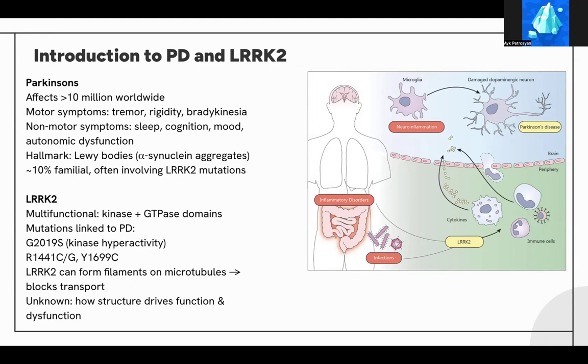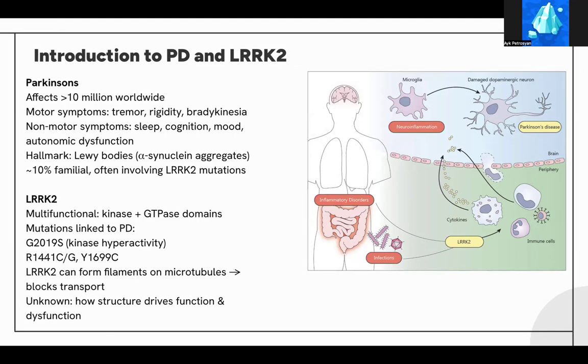In addition to these catalytic regions, the protein has a number of scaffolding domains that likely help it to interact with other proteins and with cellular structures like membranes or cytoskeleton. So now, several mutations in LRRK2 have been linked to Parkinson's disease. The most well known is G2019S, which increases the kinase activity of the protein.